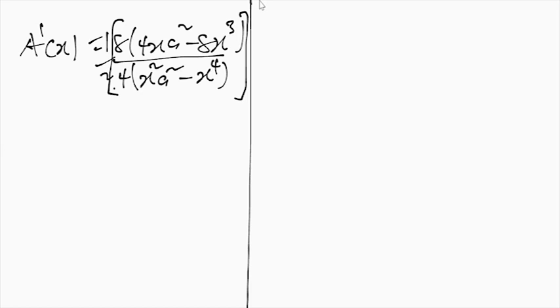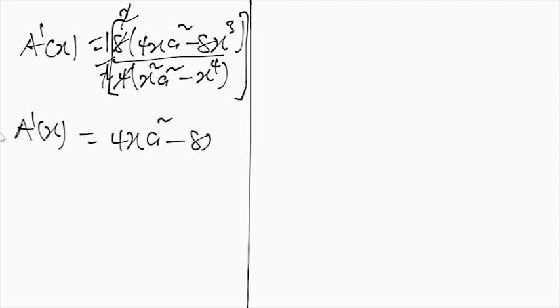So from here, this 4 will divide this 8 to give 2, and these 2 will cancel out this 2. Then we can now say that A prime, the derivative of A with respect to x, will now be equal to 4x squared minus x cubed divided by x squared.